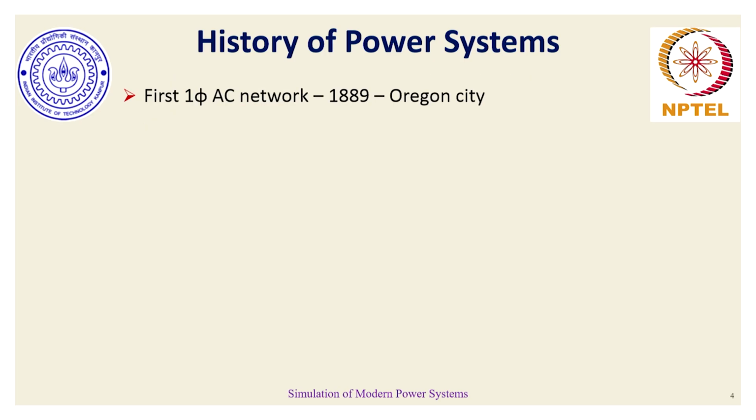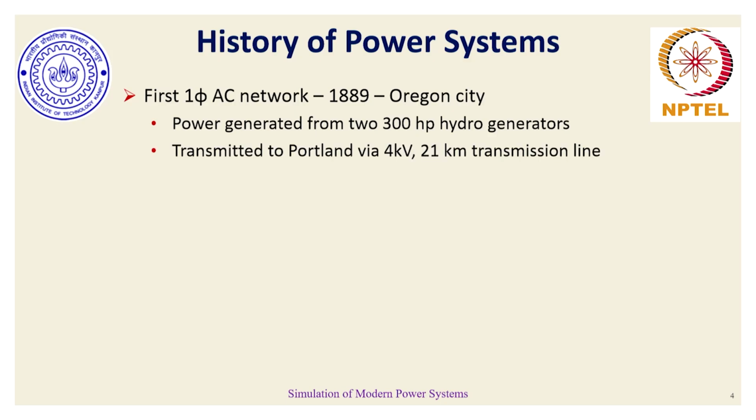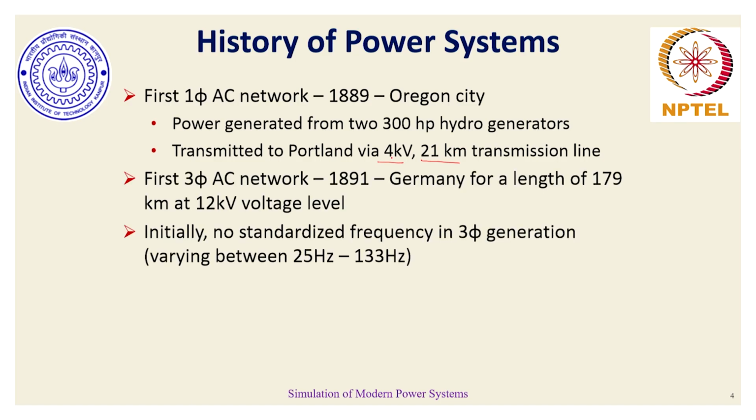So the first ever AC power network, which was recorded or known, was established in Oregon City in 1889. Two 300 horsepower hydro generators were used to generate the power, and the loads were mostly in the Portland area, where the power was transmitted through a 21-kilometer transmission line operating at 4 kilovolt. Then the first three-phase network came up in Germany with a line of 179 kilometers at 12 kV voltage level.